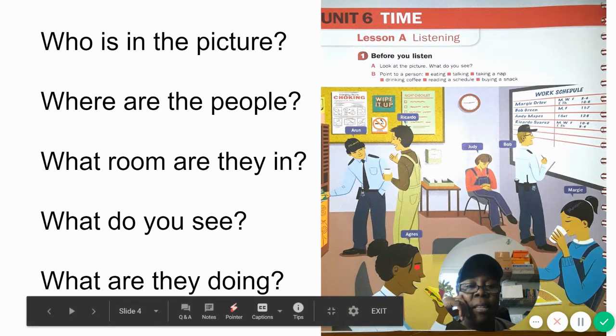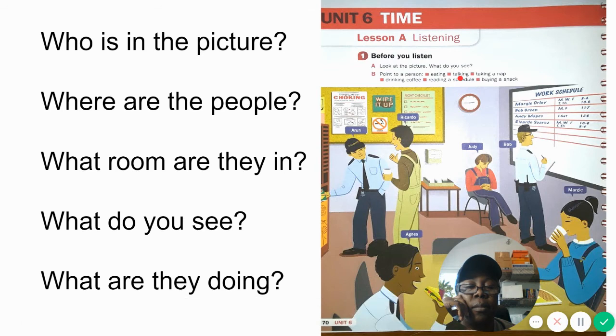Agnes is eating. Who's talking? Well, it looks like Ricardo is talking to Arun. So Ricardo is talking to Arun. Who's taking a nap? That would be Judy. Who's drinking coffee? Well, looks like Margie. Margie is drinking coffee. Arun has his coffee in his hand, so he will be drinking coffee, but he's not drinking it at the moment. Who's reading a schedule?